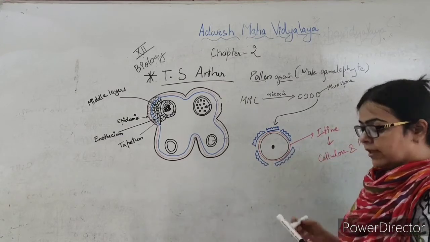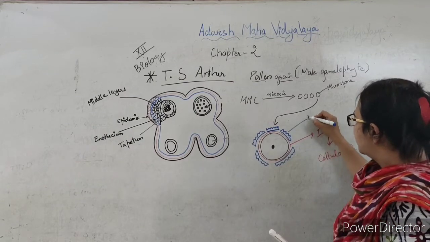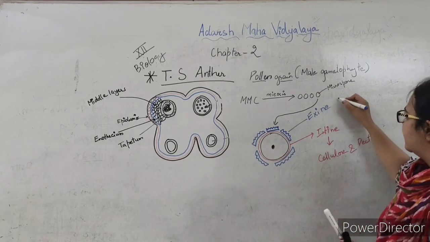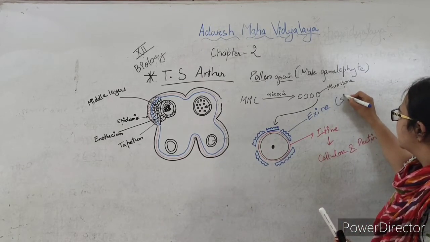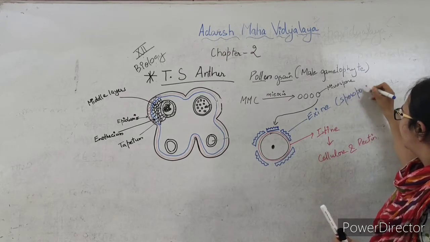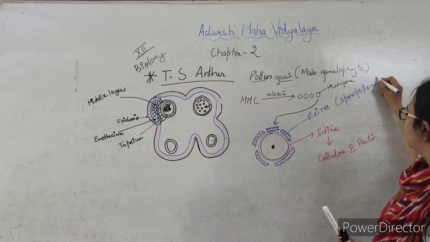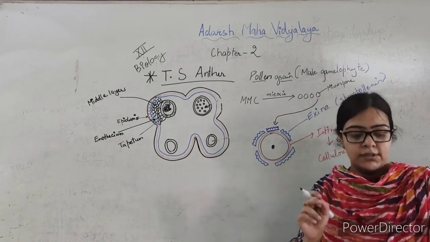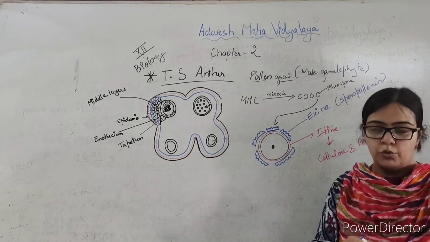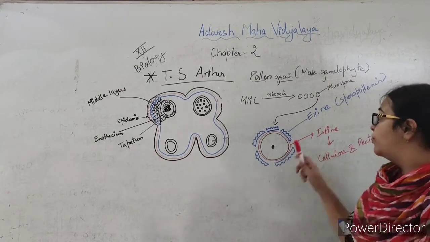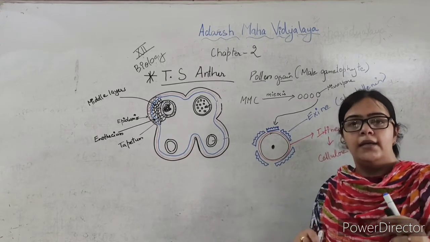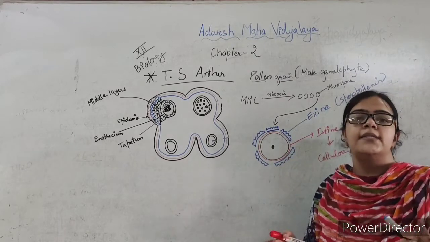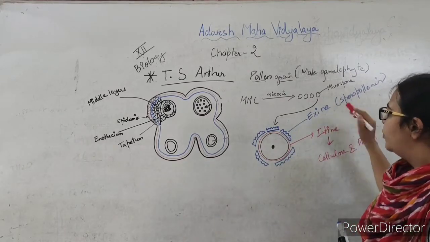Now this exine layer is made up of a compound called sporopollenin, and this sporopollenin is the most resistant organic compound known to humankind. This sporopollenin cannot be degraded by any acid or any alkaline. It can withstand high temperature, and no enzyme can degrade this sporopollenin.